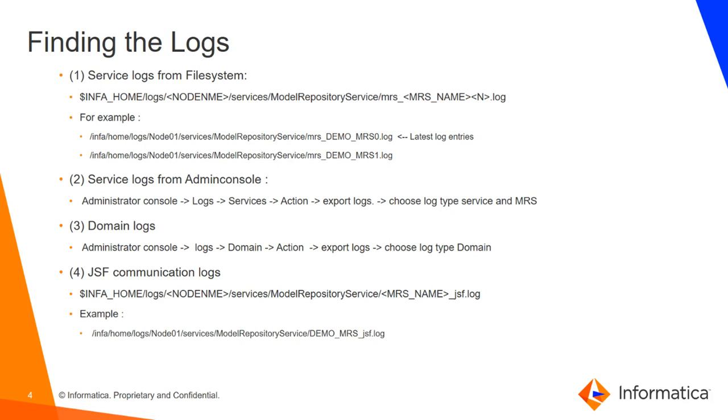So what would happen here is, for the service logs of the files, the MRS writes its log into the file system in infahome/logs/node name/services/model repository service/MRS_MRS name_n.log, where n can be a number between 0 to 9. So this is a log rotation. For example, you can see in my example there is a demo MRS. So MRS underscore is always prefixed with the MRS name, and then followed by a number between 0 to 9, and the log with the number 0 contains the latest log.